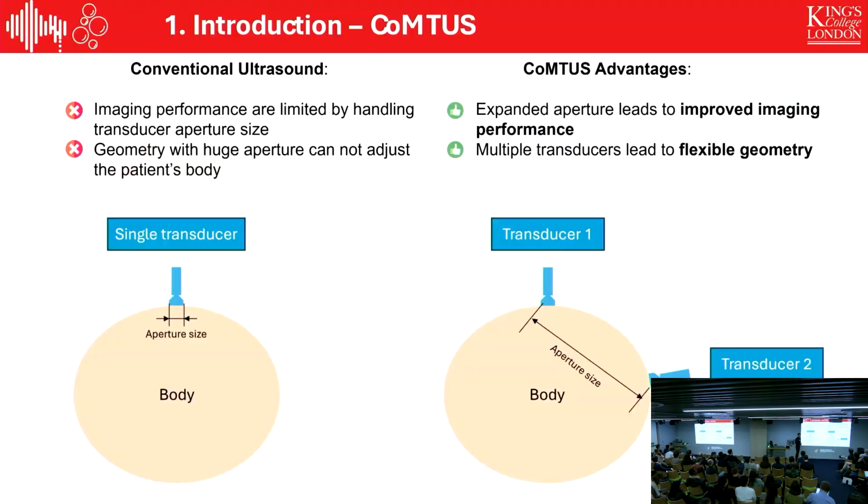So first things first, why do we need the COMTUS? For the conventional ultrasound, the imaging performance is limited by the handheld transducer. So it does not have a huge aperture size. And if we have a huge aperture size, the geometry cannot adjust to the patient's body very well. So for the COMTUS, we have multiple transducers which can have an expanded aperture, so it can lead to improved imaging performance, and multiple transducers can fit the patient's body better.